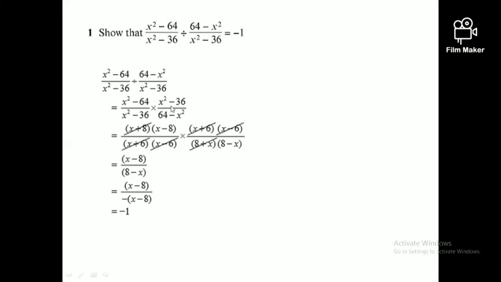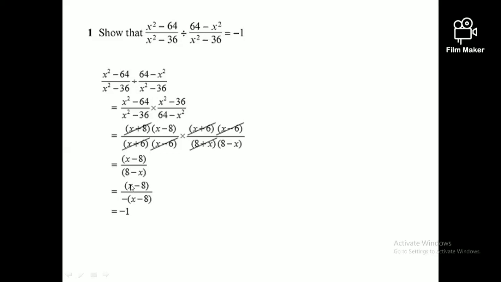Again, x squared minus 36 is the same thing as x plus 6 times x minus 6. Then 64 minus x squared, you can say 8 squared minus x squared, that is 8 plus x and 8 minus x, right? Then you can cancel this x plus 8 with this x plus 8. Then x plus 6 with x plus 6, x minus 6 with x minus 6. Your final answer is x minus 8 divided by 8 minus x.